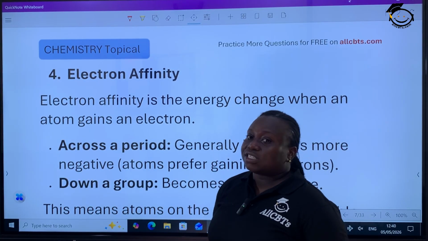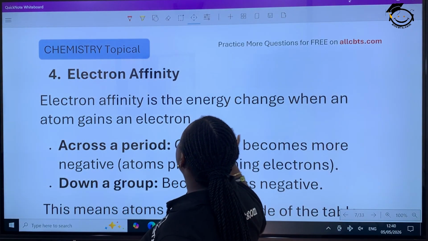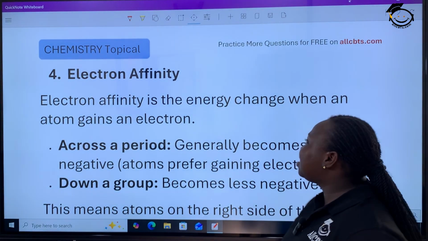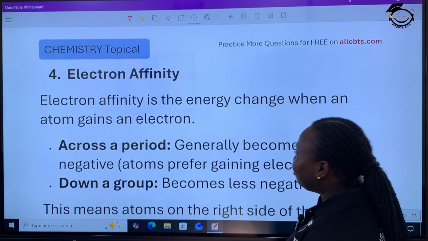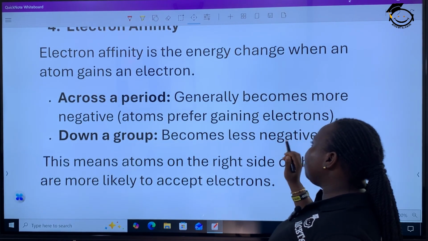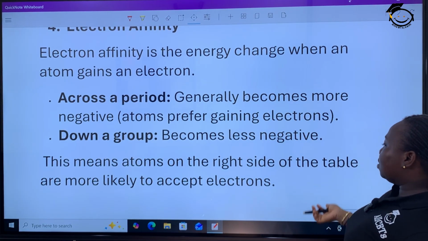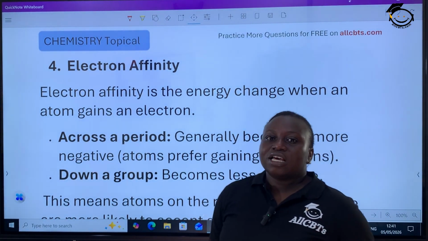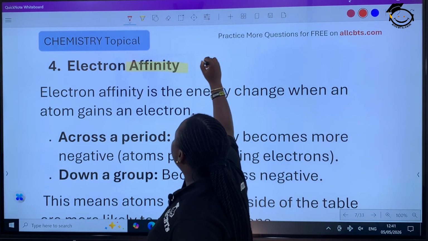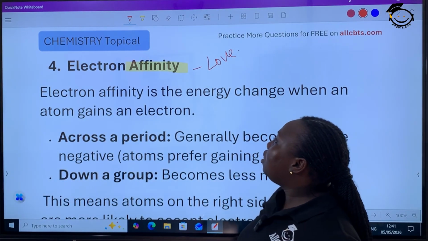Now, electron affinity, that's the fourth property. What is electron affinity? It is the energy change when an atom gains an electron. Across the period, it generally becomes more negative. Now let us look at the word affinity. This word affinity means love. Love for electrons.